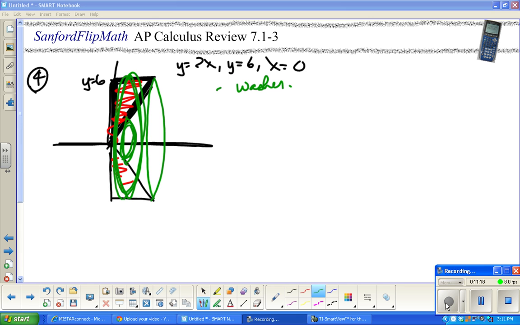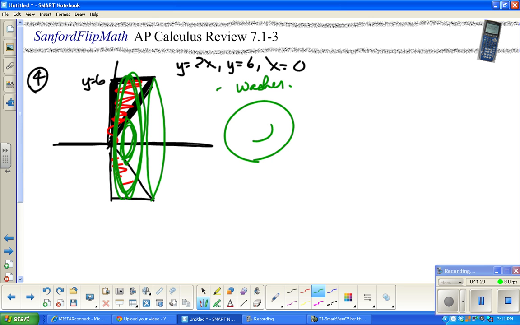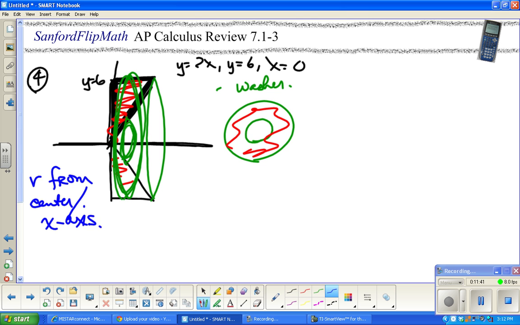Okay, so if I take that circle-y looking thing, it's got a hole in it, and so this part's that red stuff, right? And so now the idea is that I have a bit. Now remember, the radius is always from the rotation. It's from the center. In this case, it's from the x-axis. It's not always from the x-axis. It depends on what they say.